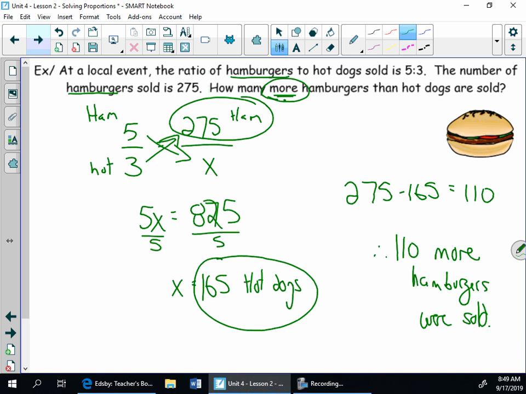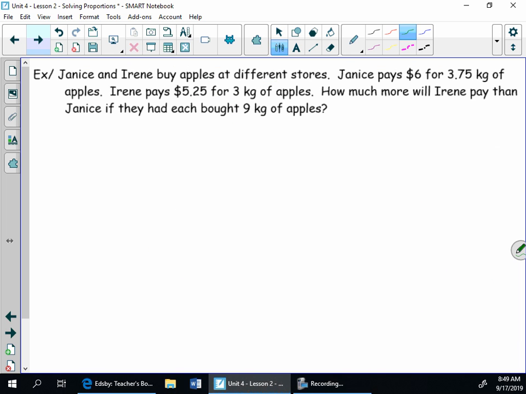Okay. Last one. Janice and Irene buy apples at different stores. Janice pays $6 for 3.75 kilograms. Irene pays $5.25 for 3 kilograms. How much more will Irene pay than Janice? Okay, we've seen a question like this before. We did it with unit rates last time. Let's try it with algebra this time. $6 for 3.75 kilograms. We want to know how much 9 kilograms costs. There's my x. Let's solve it.